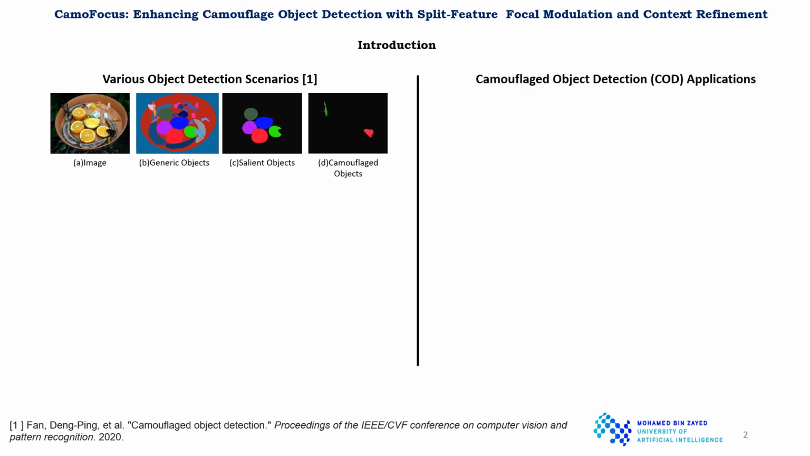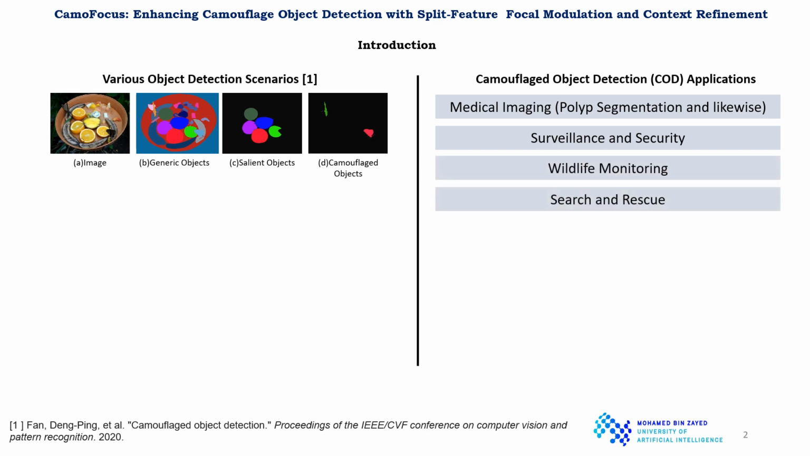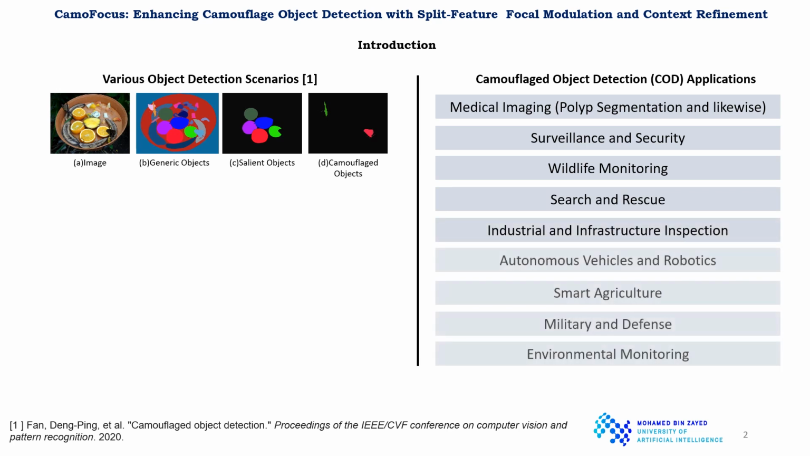The applications of camouflage object detection. It could be used in medical imaging, for instance in polyp segmentation, where the benign region closely resembles the malignant region, and it could be effectively used to segment those regions. Similarly, it can be used in surveillance and security. Afterwards, it could be used in wildlife monitoring, search and rescue, industrial and infrastructure inspection, and many more.